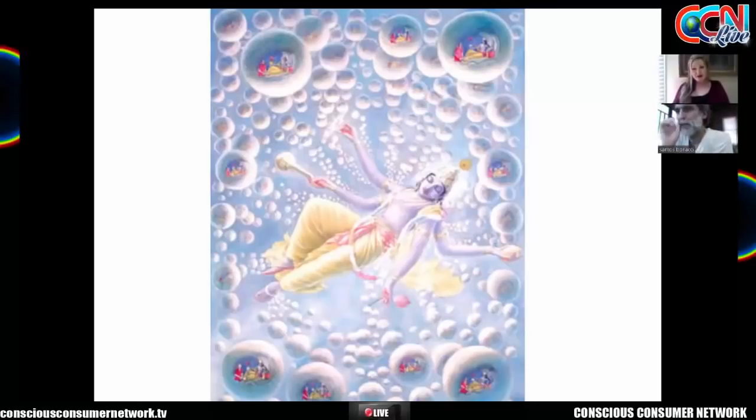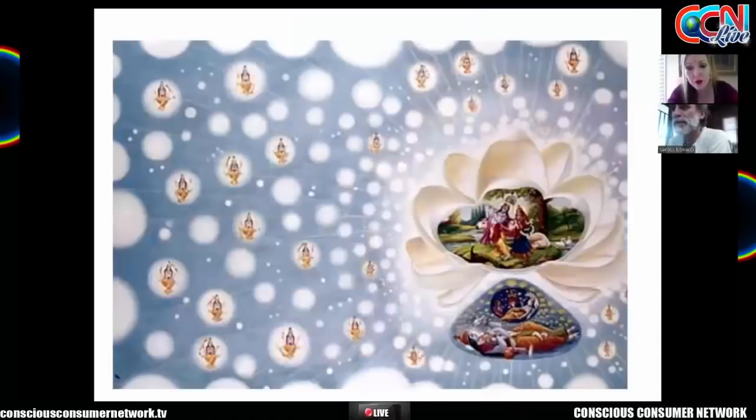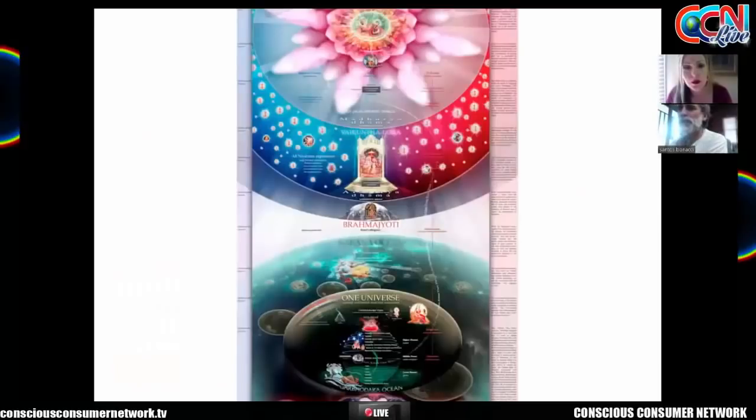Here we have Mahavishnu or Narayan, the four-armed version of Krishna, dreaming, and from his navel a lotus stem comes forth, and he creates all these bubbles, all these universes, where his causal energy is distributed in expansions infinitely through the universe. And so what we have here is a creative process. And in a minute, we're going to go back to this chart here.